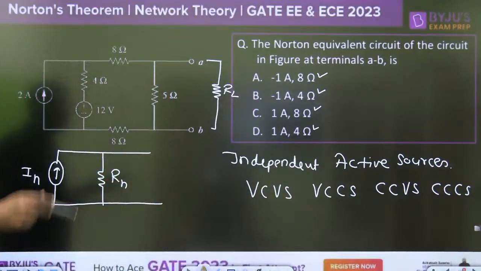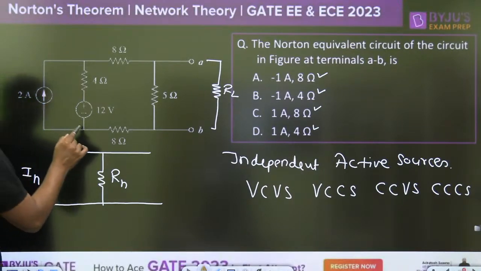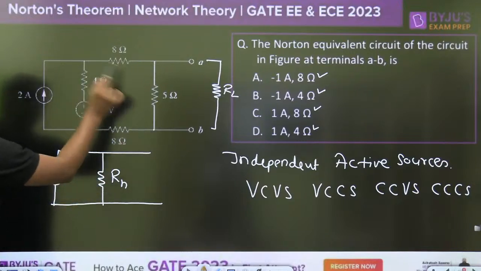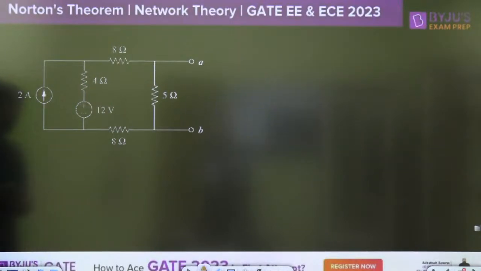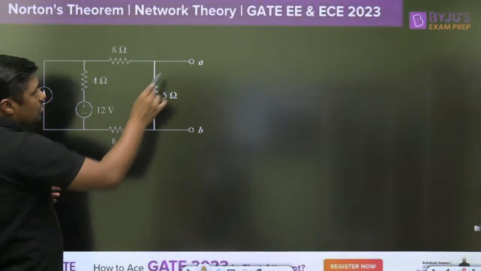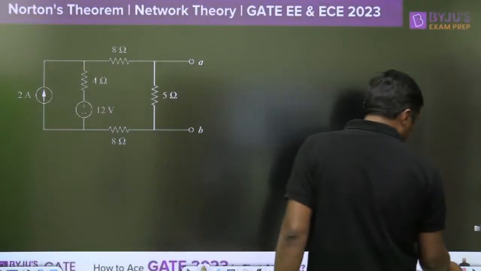What is the answer? A, B, C, D. Give me the answer in the comments box. This is a very simple question, but here is the beauty of this question. We have an 8 ohm resistor here. Now, to find the Norton's equivalent, always remember, we have to find it across A and B.